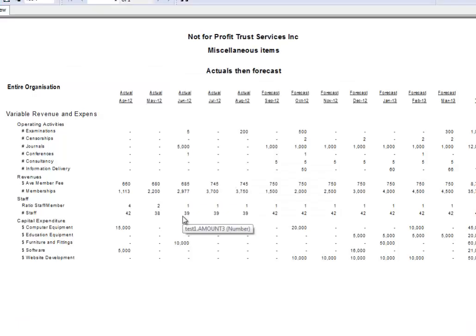On the driver report, we can see actual memberships, average fees achieved, the staff to member ratios, and the capital expenditure plan and forecast. This provides a powerful view of the underlying activities behind the budget and forecast data.